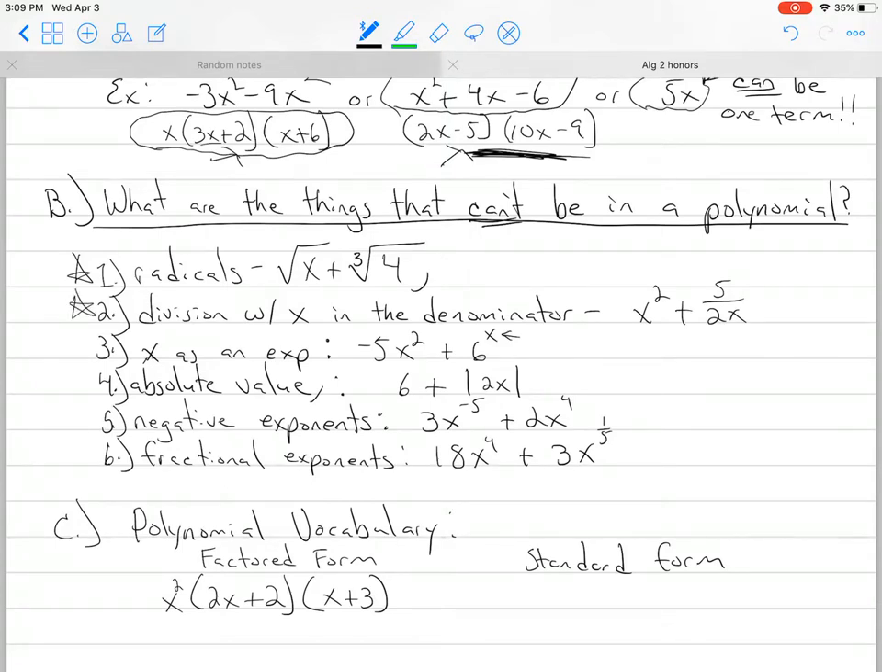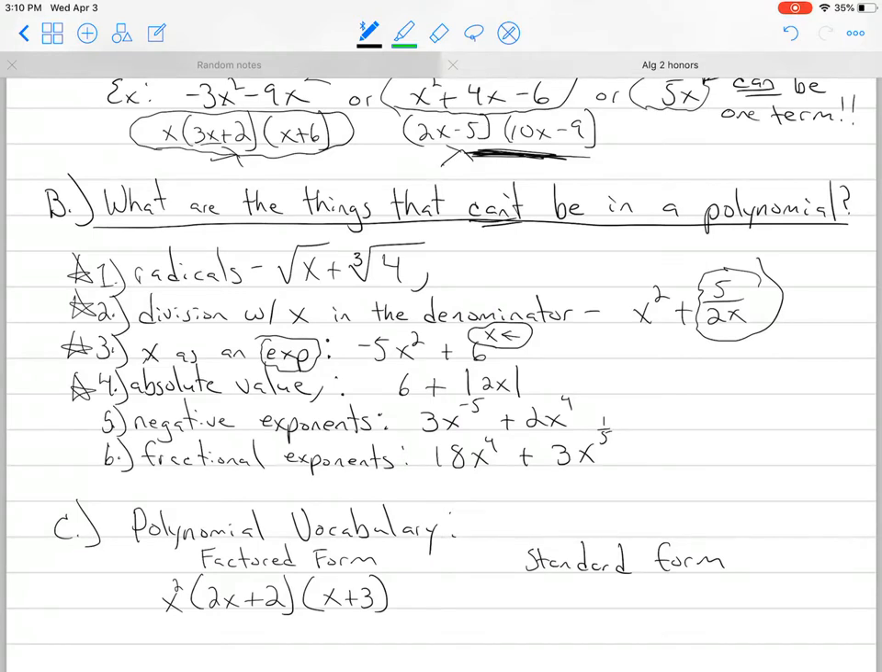Second, there can be no division if there's x in the denominator. So like this case right here, in x squared plus 5 over 2x, as soon as you get an x in the denominator, not going to be a polynomial. Third, you can't have x as the exponent. So negative 5x squared plus 6 to the x power, as soon as you see that, not a polynomial.